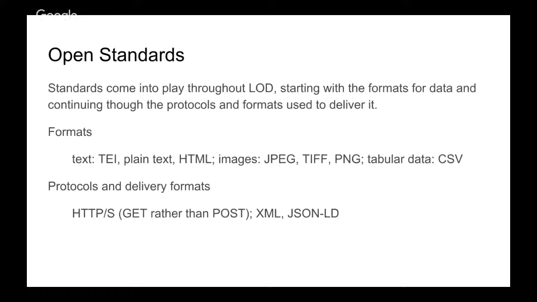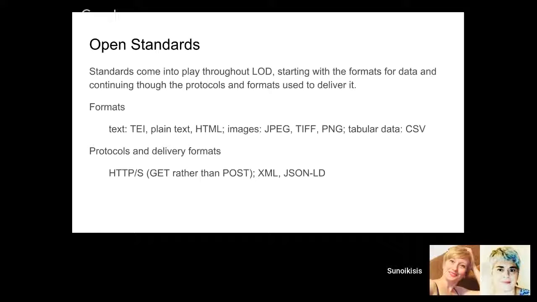Open standards, we have loads of these things, and they come into play throughout linked open data, starting with the formats for the data and continuing through the protocols and the formats you use to deliver your data. So for formats, you can think about things like TEI for text, or just plain text, or HTML. For images, there's JPEG, TIFF, PNG. For tabular data, there's CSV. Again, open standards are better.